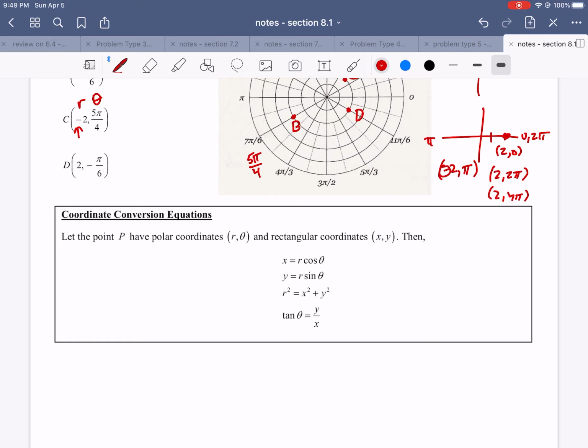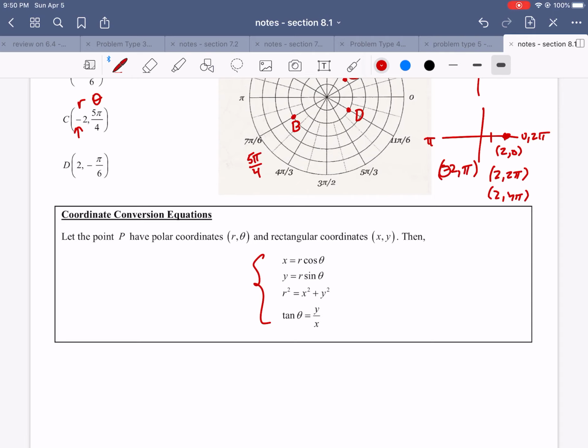We're going to do some more of those on the back of the first page. Before we get there, let's talk about some conversions for polar coordinates. Let the point P have the polar coordinates r, theta and rectangular coordinates x and y. And here are the conversions that we're going to use whenever we want to convert back and forth between polar and rectangular. So make sure you know where those are in your notes.